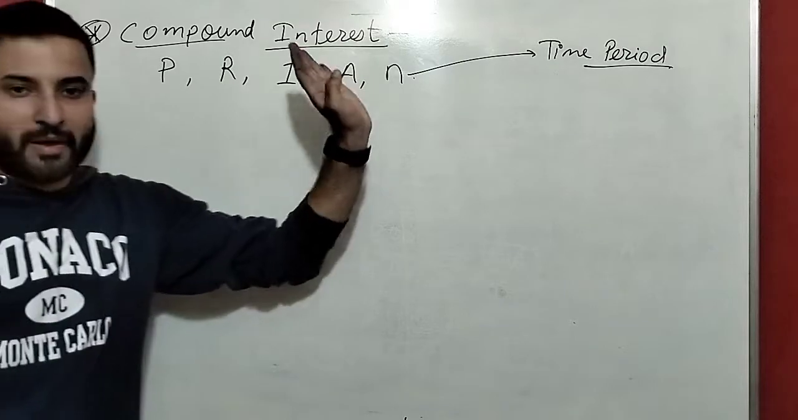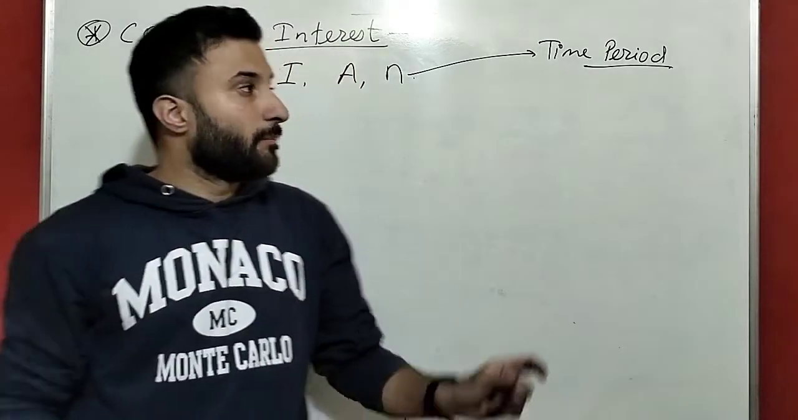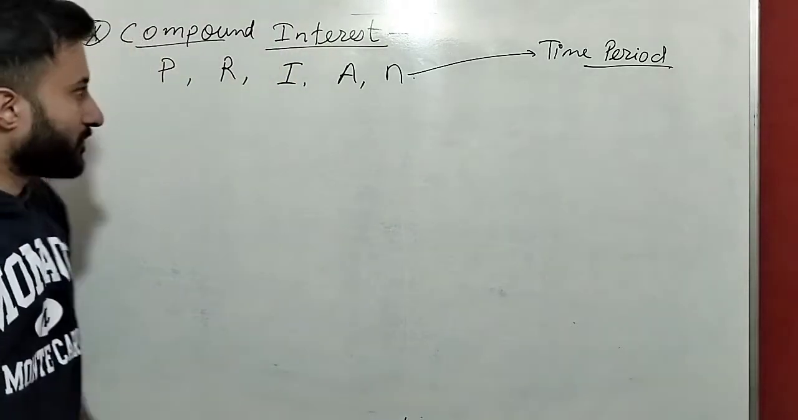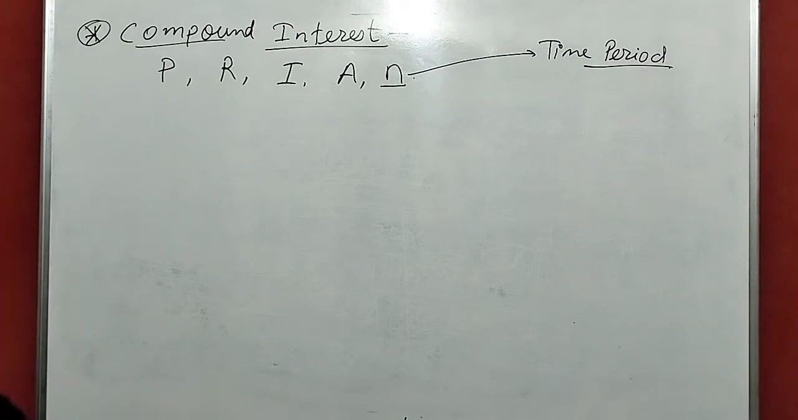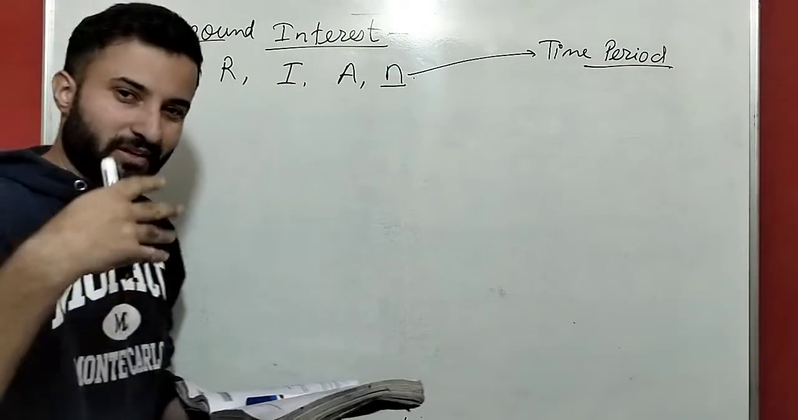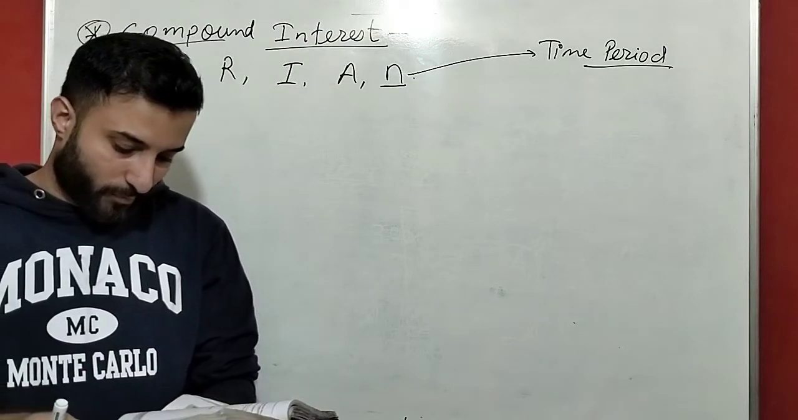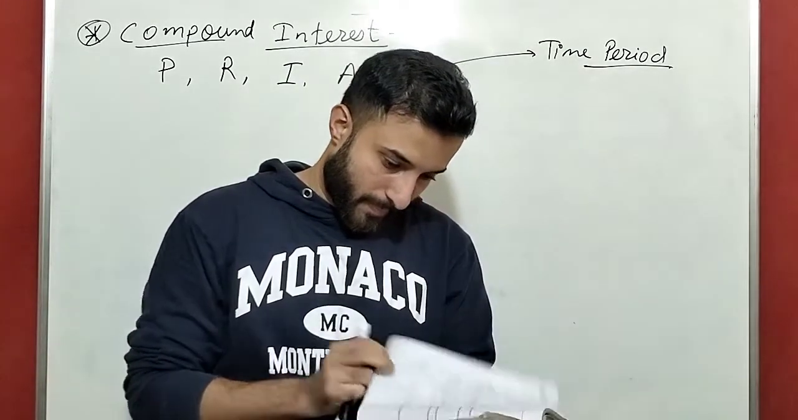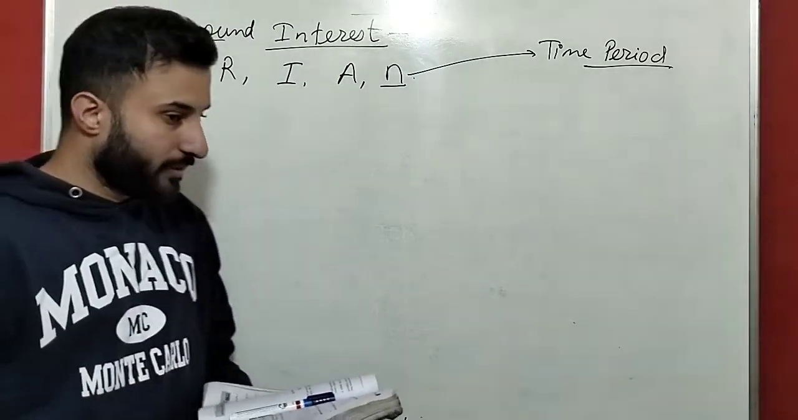Everything remains the same as in simple interest, but in simple interest we took T for the time period, while in compound interest we take n as the time period. Now see, the formula remains the same: amount equals principal plus interest. Everywhere the formula will remain the same. Now guys, there are 5 formulas for compound interest. Understand these formulas, very important.